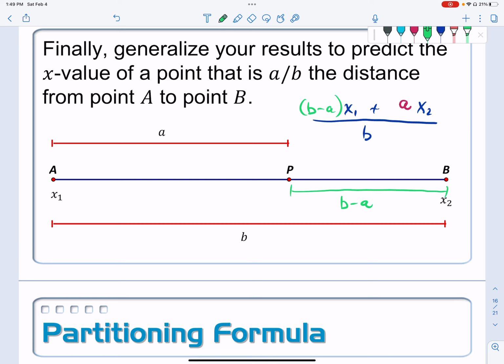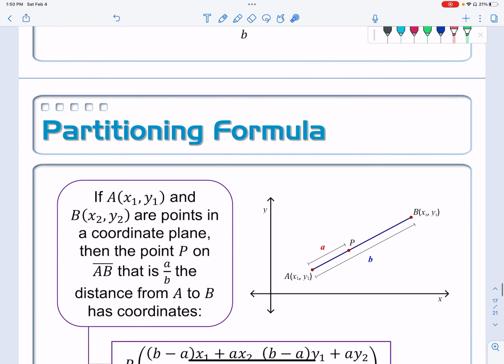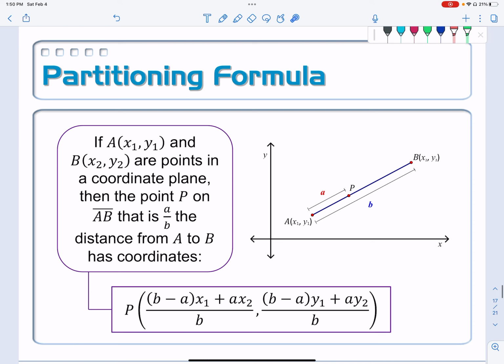And then your y-coordinate is going to be identical to that with y's in the place of x's. So here you go, for your notes. Partitioning formula. If point A at (x1, y1) and point B at (x2, y2) are points in a coordinate plane, then the point P on your segment AB, that is the fractional distance a over b from point A to point B, has these coordinates, and it's the formula that we just came up with. We have an ordered pair. When we're all done with this formula, of course, we should have coordinates in the coordinate plane, an ordered pair.